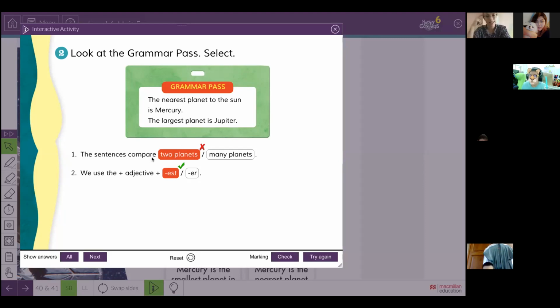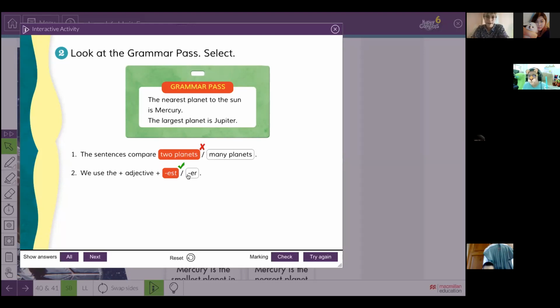So let's think about it, okay? When we say the nearest planet to the sun is Mercury, we are comparing Mercury to all of the other 7 planets. When we say the largest planet is Jupiter, we're comparing Jupiter to all of the other planets. So when we say EST, we're comparing more than 2. If we say ER, it's for 2.